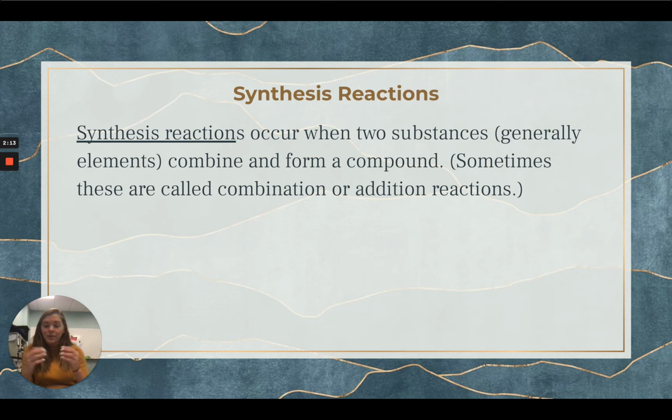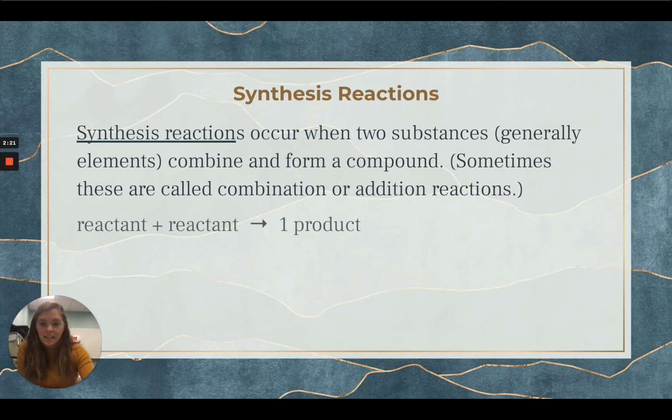So taking 2 and making 1, taking 3 and making 2 or 1. So we're synthesizing something, we're making something new. And that's a synthesis reaction. So again, it's a reactant and another reactant making one product. So an easy way to recognize this is if you start with 2 things and end with 1 thing, you immediately know it's a synthesis reaction.